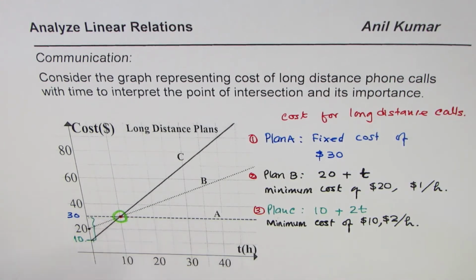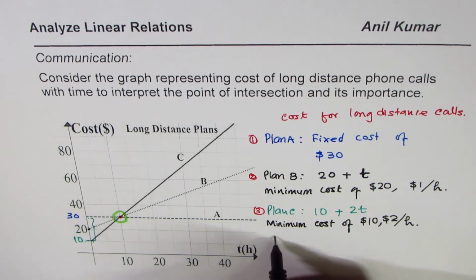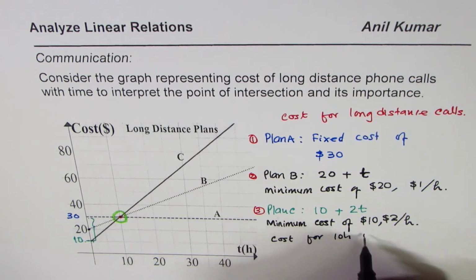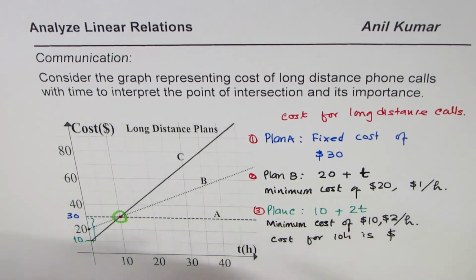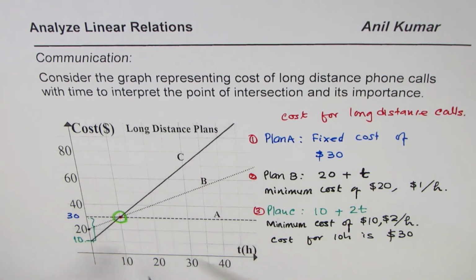So the point of intersection is that if you make a call for 10 hours, or if you talk for 10 hours, the cost for 10 hours is how many dollars? Is $30. Whether you take plan A, plan B, or plan C, that is what it means. It will cost you exactly $30 with either of these plans.